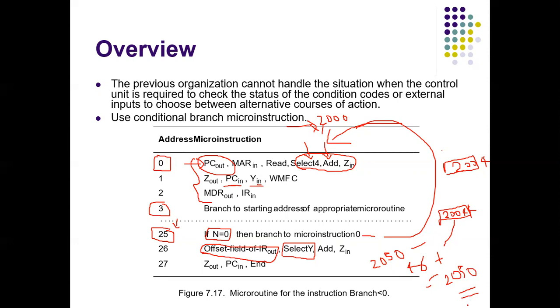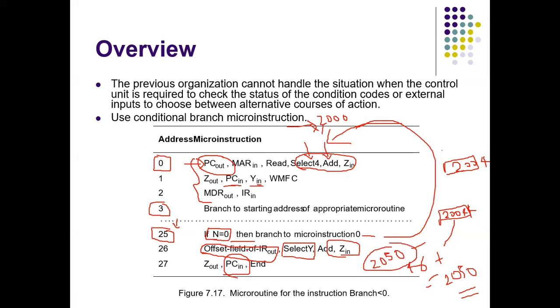So it says go to that target address. If N is 0, it will go to the next instruction, otherwise this will happen: the offset is added to 2004, that goes to Z in, and from Z it goes to PC. So now PC becomes 2050. It means the control has transferred to the branch location.